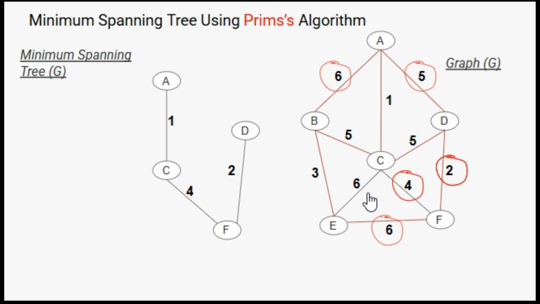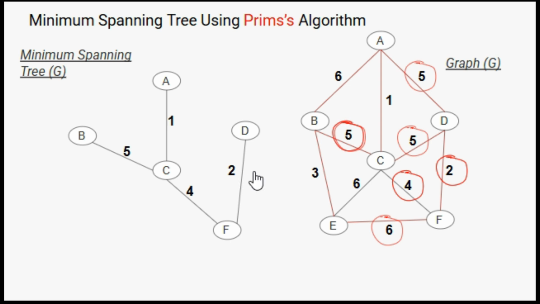If you look at this C vertex, a choice that we have already made, C is having a connection with B and C is having a connection with E as well. C is having a connection with both the vertices, but the edge C to B is costing me 5. From C to E, there is an edge that is costing me 6. So definitely, since we are following a greedy algorithm, we are going to make a choice of C to B, that is costing me 5. So I have made a choice.